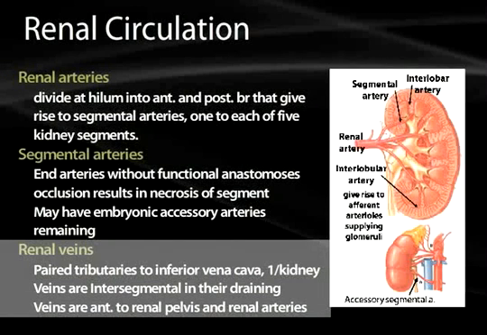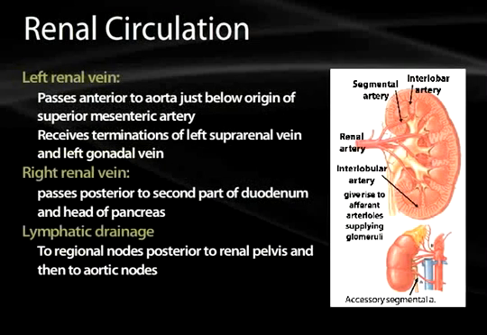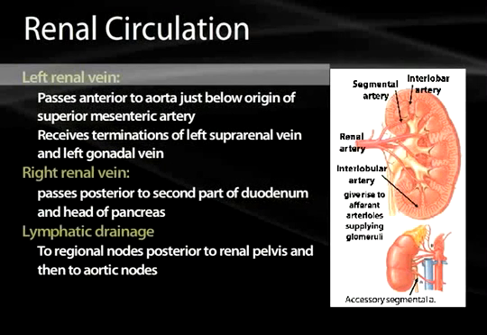The renal veins are paired tributaries, and they'll go into the inferior vena cava eventually, one per kidney. The left renal vein has to cross the midline and is underneath the superior mesenteric vessel. And the suprarenal vein and the gonadal veins, as we've mentioned earlier, will need to cross into that before it crosses the midline.